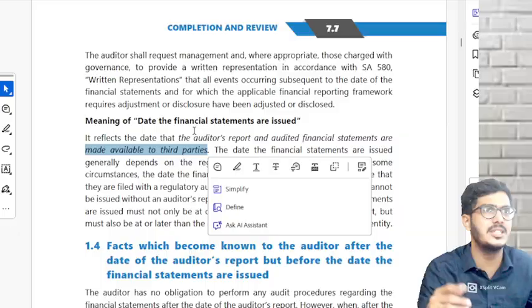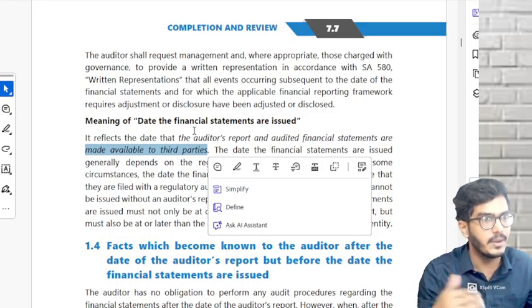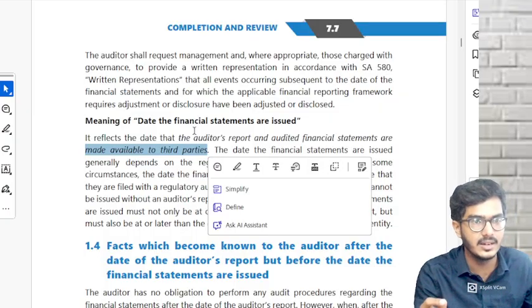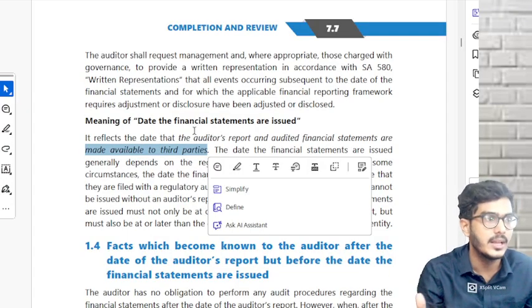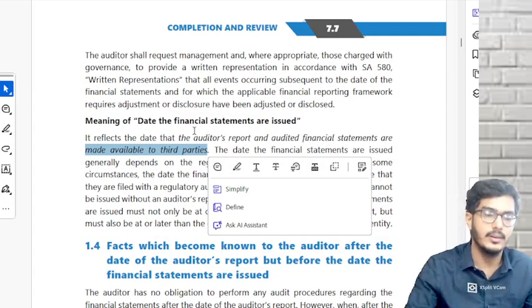Can the date of financial statements issued be before the date of signing the FS or the date of signing the auditor's report? No. Once the FS and the auditor's report are signed, only then can it be issued. Correct or not? Done.